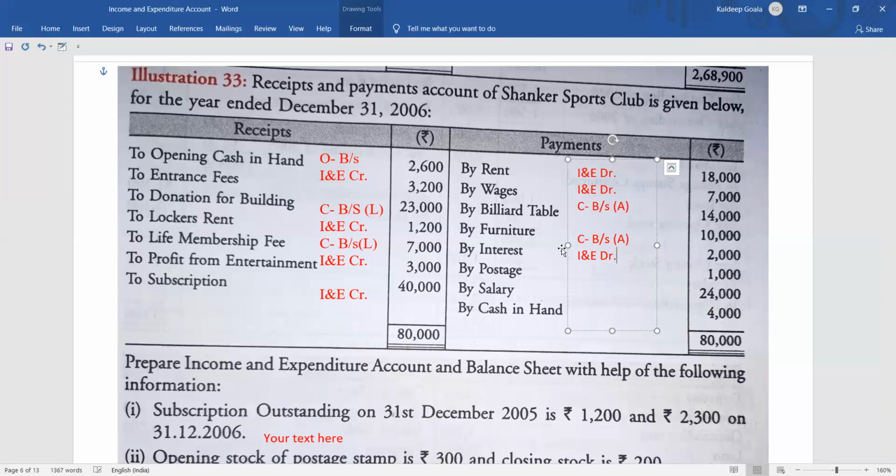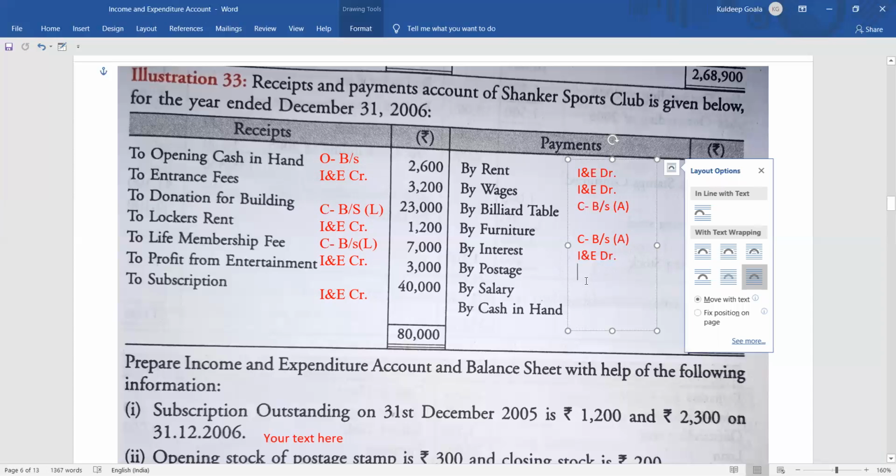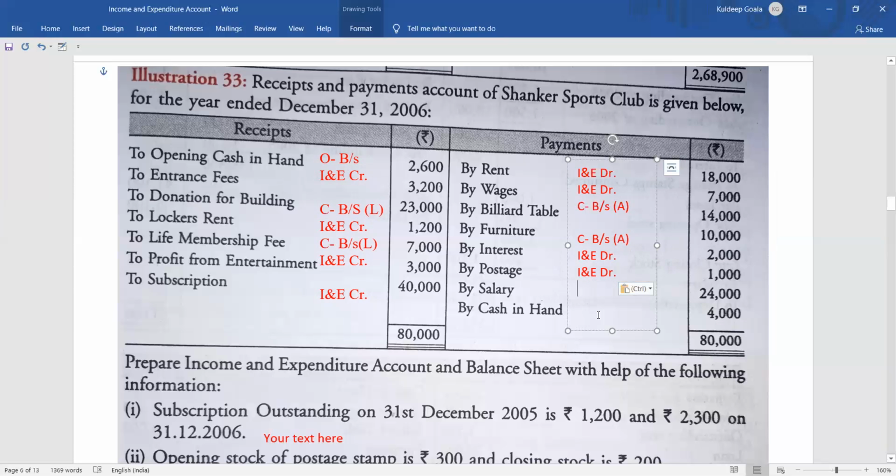Since we can see that it is a payment, so we are going to pay it, so it will be in the debit side. Then postage also will come in the income and expenditure account debit side. Then salary also will come in the income and expenditure account debit side. Then the last one, cash in hand, is a closing balance sheet item, so it will go in the closing balance sheet asset side, right?